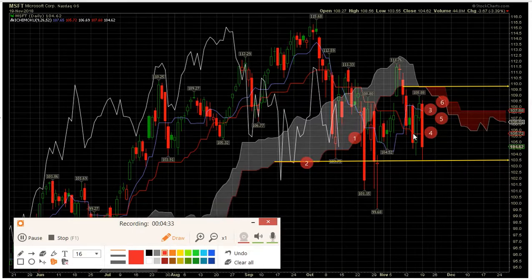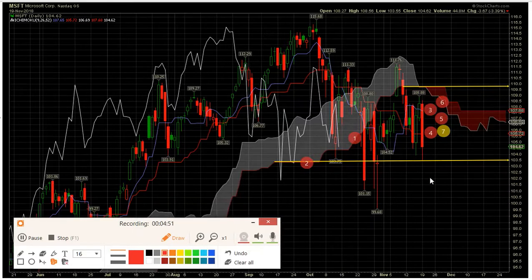But look at what the Kijun-sen is saying. The Kijun-sen is flat. That is our next point on our checklist. It is flat, and therefore it is a neutral item on our checklist. It's neutral because it is moving sideways and not up or down.